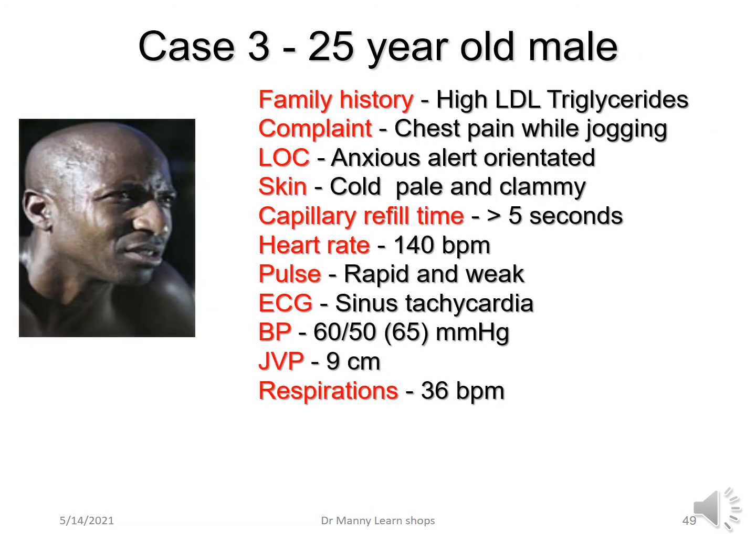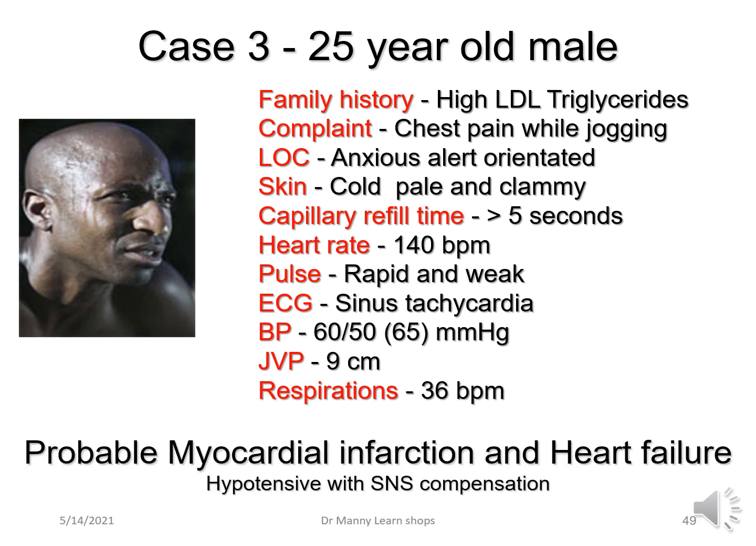What about case 3? This is a 25-year-old male. However, he's got a family history of high low-density lipoproteins and triglycerides, he's hypercholesterolemic. Suddenly he complained of central chest pain while jogging. He's really anxious, pale, sweaty, clammy. He's got a capillary refill time of more than 5 seconds and his heart rate is about 140 with a pulse that's rapid and weak. His ECG, when the paramedics come, indicates sinus tachycardia. He's hypotensive with a blood pressure of 60 on 50. His JVP is elevated at 9 and he's tachypneic with respirations of 36 breaths per minute. So what do you think? What are the non-invasive hemodynamic parameters indicating to you? Well, probably he's having a myocardial infarction and is demonstrating a degree of heart failure, and he's hypotensive with sympathetic nervous system stimulation or compensation.